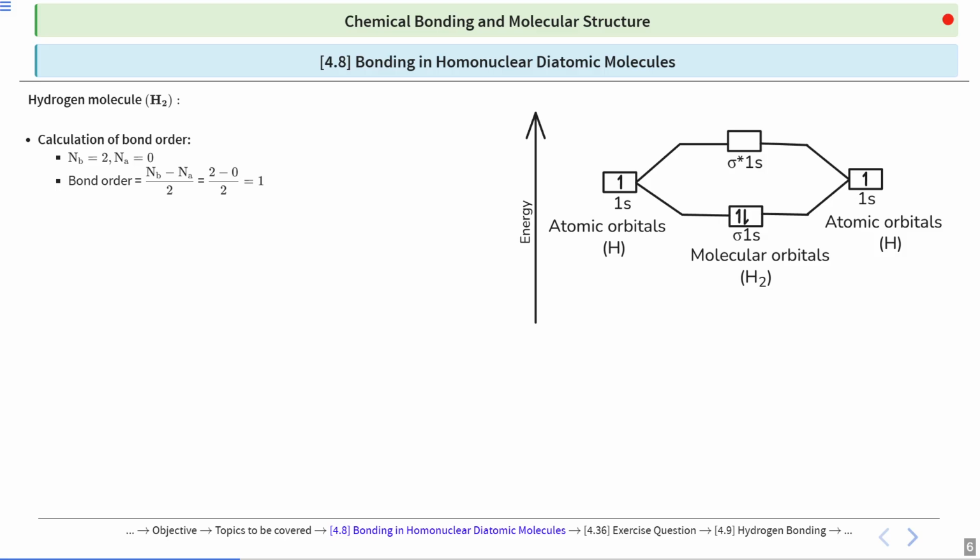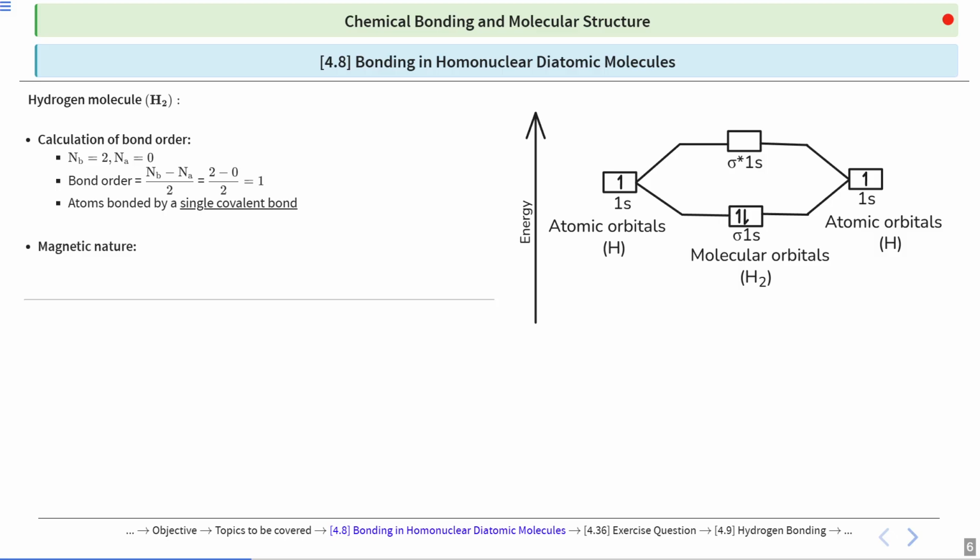Now, since the bond order is 1, there is a single bond between the two hydrogens, and that bond is a sigma bond. This is the normal trend seen in most molecules: if there is a multiple bond, first there will be a sigma bond, and then the consecutive bonds will be pi bonds. But since this molecule has only one bond, it will be the sigma bond. So we can say that the hydrogen atoms are covalently bonded by a single covalent bond.